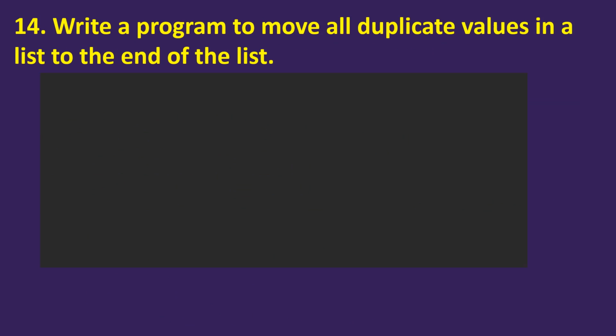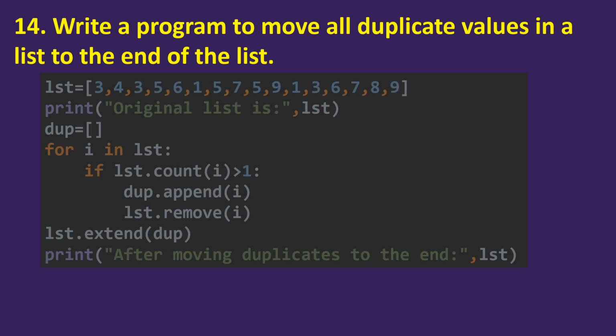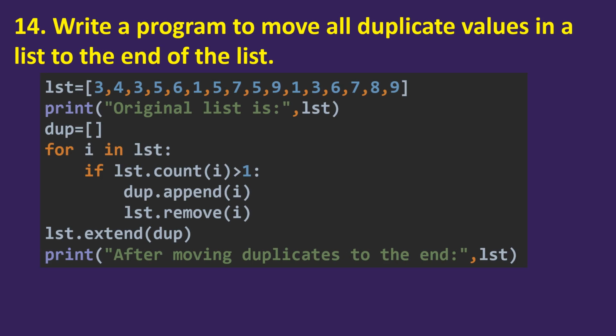Now write a program to move all duplicate values in a list to the end of the list. You can see here there is a list LST having some values. There are so many duplicate values, like 3 is occurring 3 times and 5 is there 3 times, and 6 is also present 2 times. Duplicate entries are there. Now we will take one more list, let's say DUP, which will store the duplicate entries.